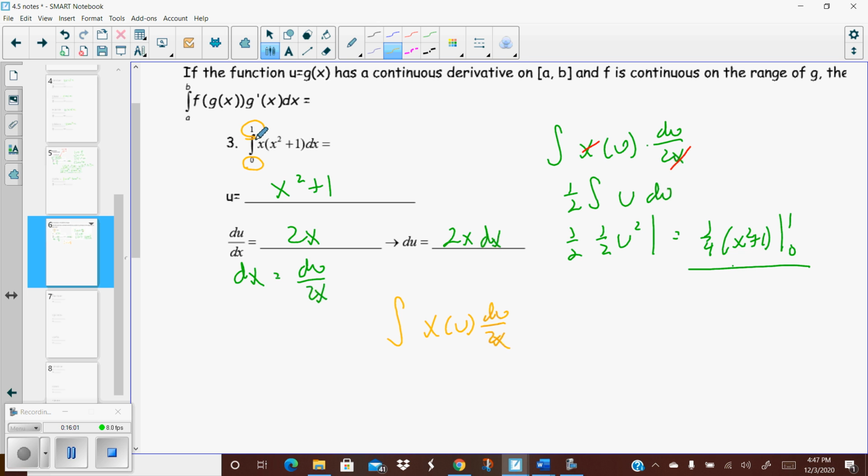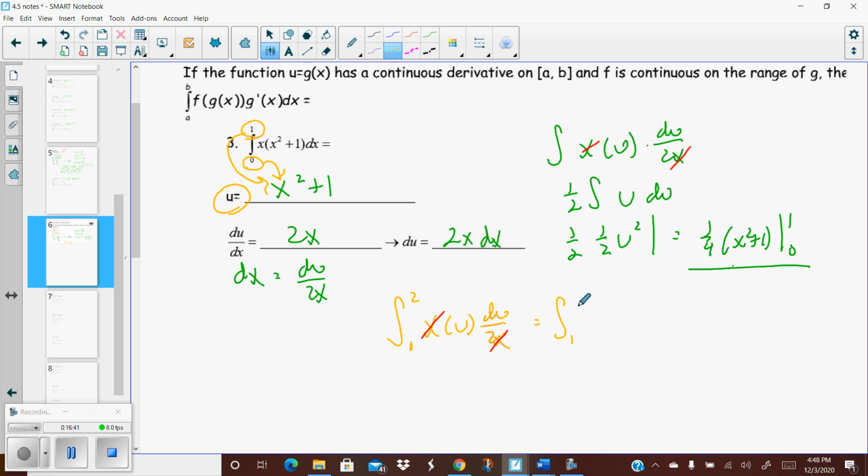Well, the idea is that these are x values. If I were to plug 0 into x squared plus 1 right here, I'm going to get 0 plus 1, and that is a new u value. So if I plug in 0 and I get 1, my new lower bound in terms of u is 1. If I take the 1 and plug it in, I'm going to get 1 squared, which is 1, plus 1 more is 2. So my new upper bound is 2. Now, when I get rid of the x's, everything in that integral is in terms of u. So I can do a straight evaluation from here.